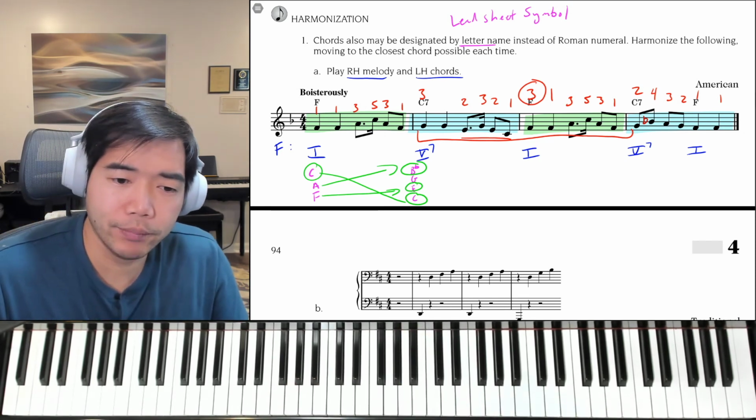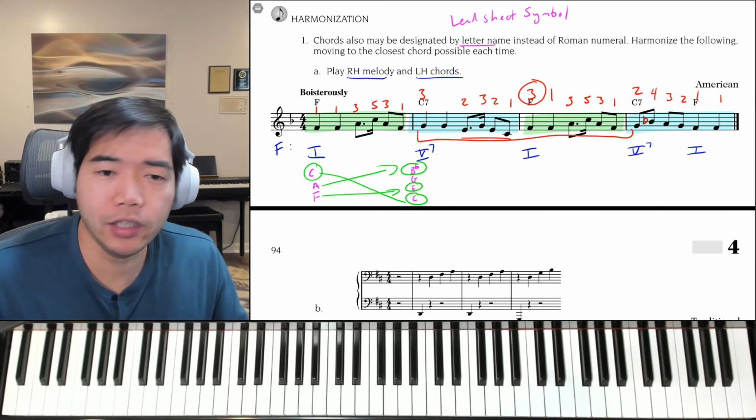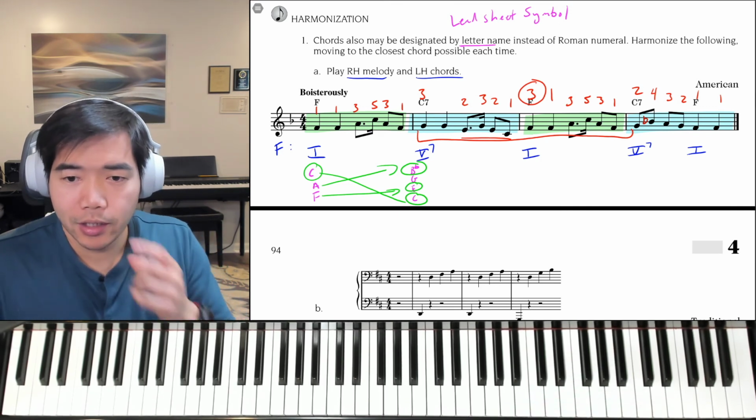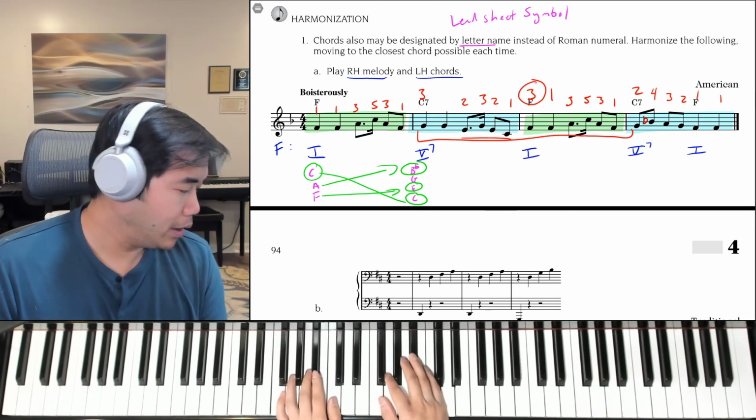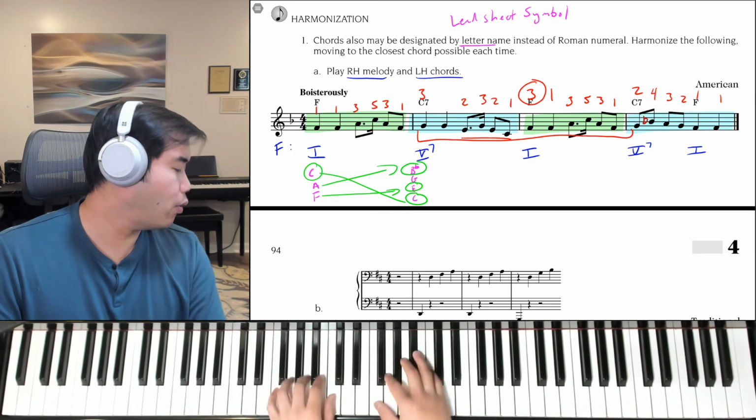And that's it slowly. It does say boisterously, so you can play it, work on it, and if you want to go faster, you can. You do not have to make it faster. It's optional. But if you do, it would sound like this. 1, 2, 3, 4, 1.